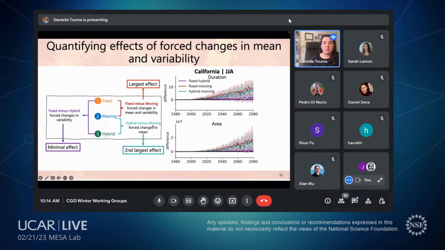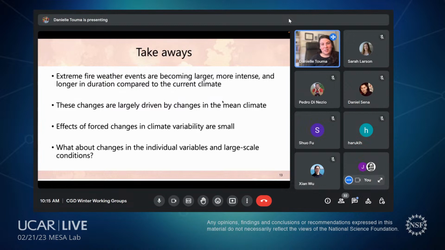If we look at the hybrid minus moving in this teal color, we see that this has the second largest effect. And so this shows us that the forced changes in the mean are quite large as well. However, if we look at the forced changes in just the variability, this has a really small effect over time, and this effect doesn't really change throughout the simulation period. So these are basically very preliminary results, and we're trying to continue to understand these different effects. So I'll stop here and take any questions.